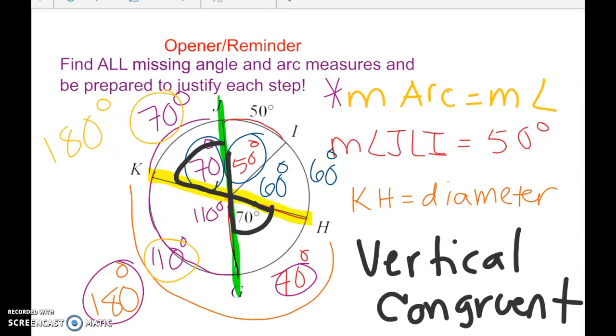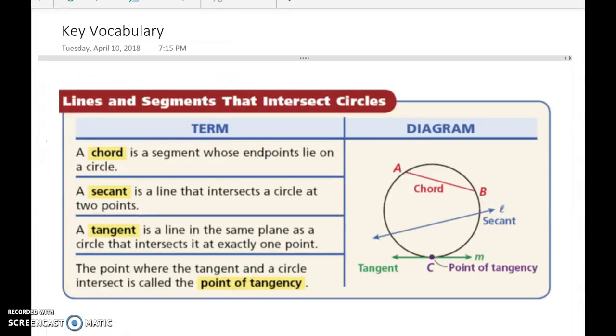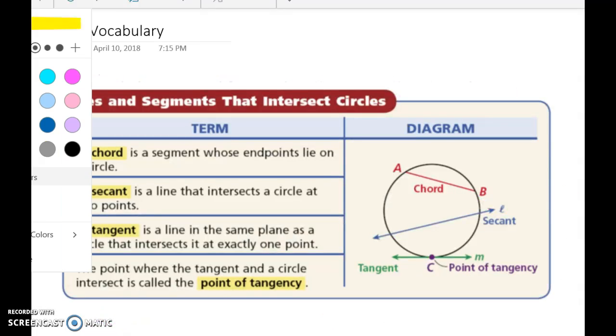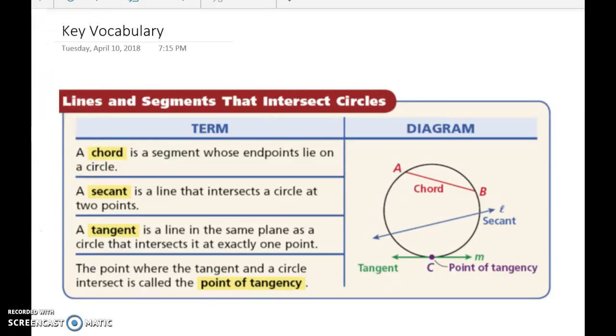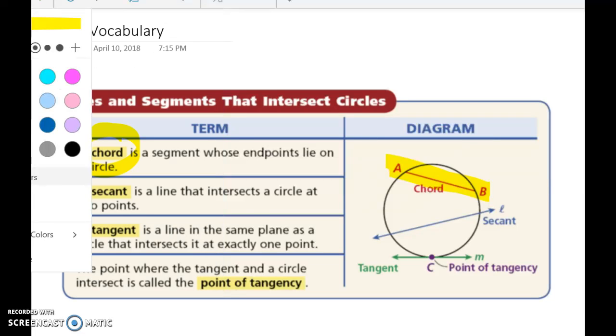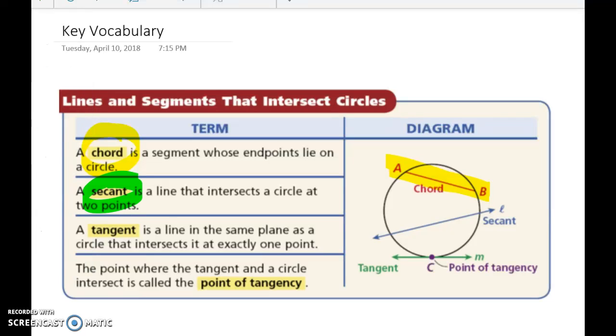Okay, that's important. So, let's review some key vocabulary here. Key vocab is that a chord is a segment whose endpoints lie on the circle. So AB. A diameter is a chord, but a chord is not always a diameter. Similarly, a secant is a line that intersects a circle at two points. So we can see here, L is a secant. Remember the difference between a secant and a chord: a secant is a line, a chord is a segment. Segments have endpoints, lines do not.